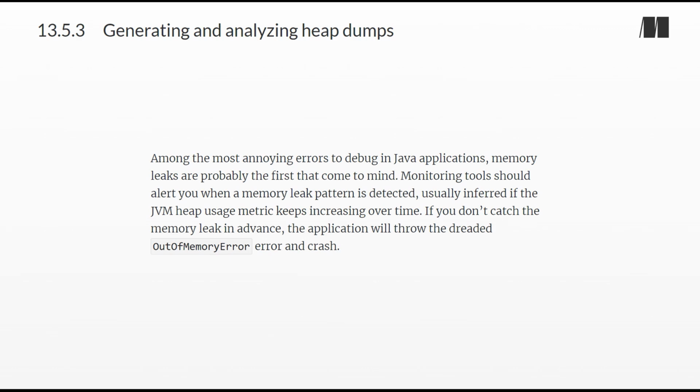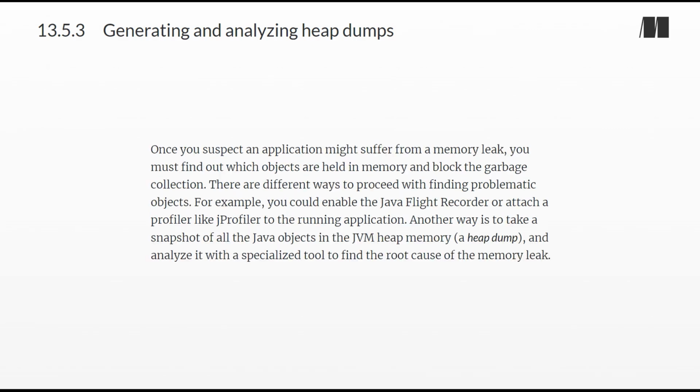Section 13.5.3, Generating and Analyzing Heap Dumps. Among the most annoying errors to debug in Java applications, memory leaks are probably the first that come to mind. Monitoring tools should alert you when a memory leak pattern is detected, usually inferred if the JVM heap usage metric keeps increasing over time. If you don't catch the memory leak in advance, the application will throw the dreaded out-of-memory error and crash. Once you suspect an application might suffer from a memory leak, you must find out which objects are held in memory and block the garbage collection.